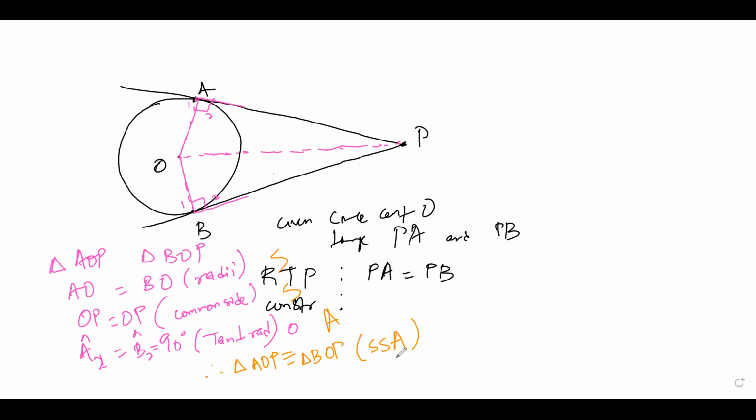Then we said, once you prove that they are congruent, that means the rest of the sides are equal. Which sides did we miss out? The rest of the corresponding sides, this corresponds to that. That means AP is equal to PB, or BP. This is what they asked us to prove.